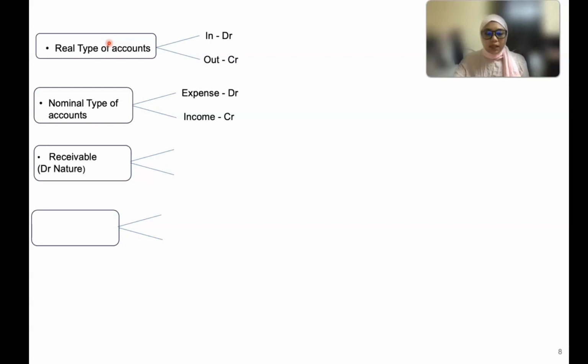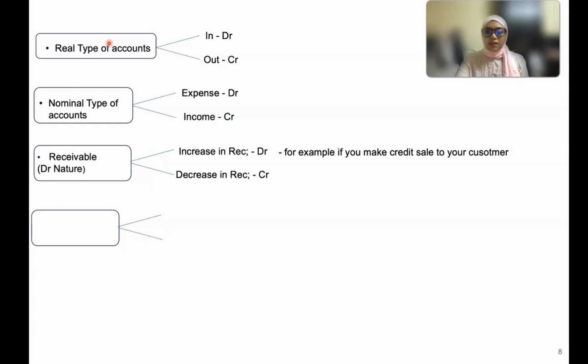For the receivable account, if receivable is increased, we will record in the debit side, because for example, if you make a credit sale to your customer, your receivable is increased. If receivable is decreased, we will record in the credit side of the receivable account. For example, if your customer makes the payment for the credit sale. Receivable account is a debit nature. That's why if there is an increase in receivable, we will record in the debit side. If there is a decrease in receivable, we will record in the credit side.